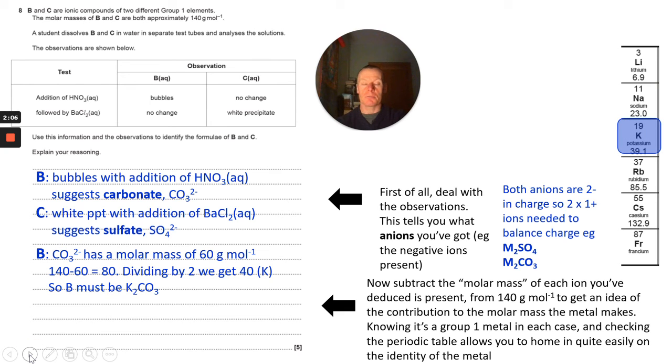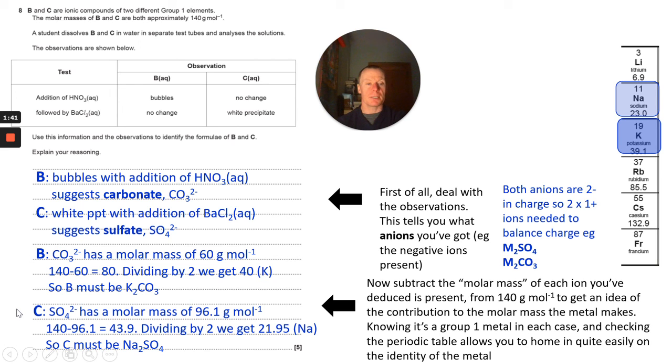So carbonate has a molar mass of 60 grams per mole, so if you take away 60 from 140 you get 80, and as we've already worked out there are 2 metal ions for each formula unit. We divide that by 2 to get 40, and as you can see from the periodic table, 39.1 is very close to 40, so B must be potassium carbonate.